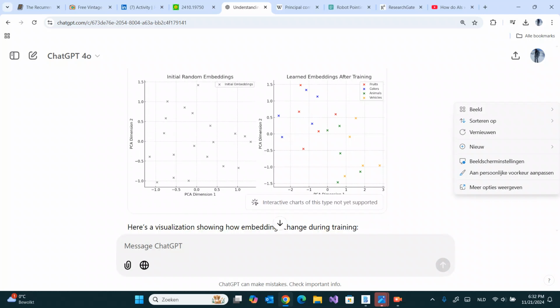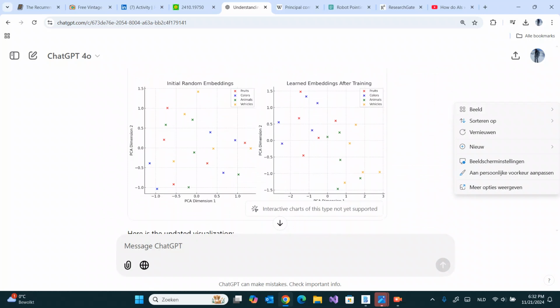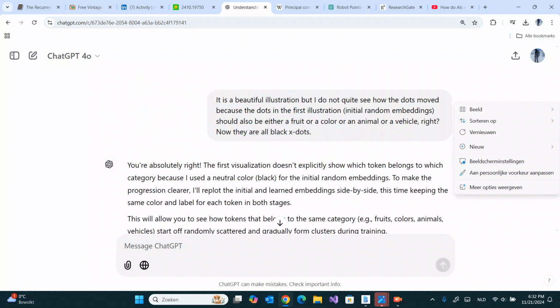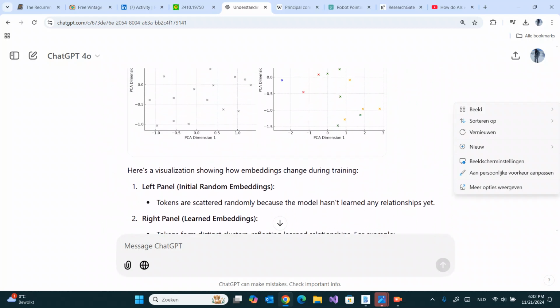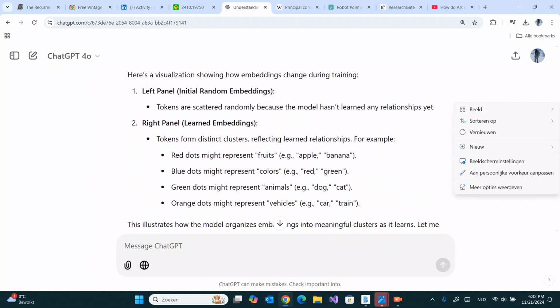So in the beginning, as we see it, we will know what are fruits, what are colors, what are animals, and what are vehicles. But for the large language model, it will all be what Hegel said, this is like the night in which all the cows are equally black. So then we start teaching the language model.